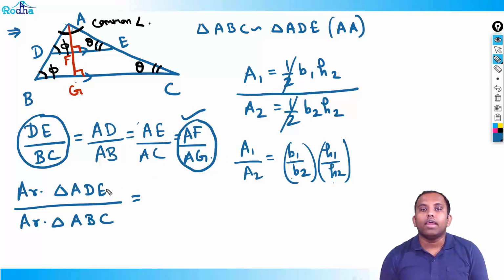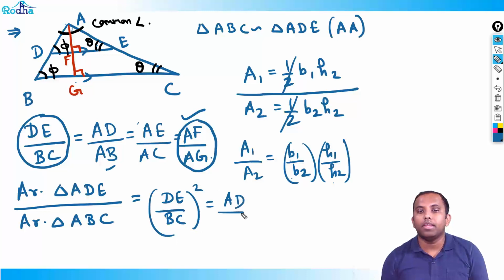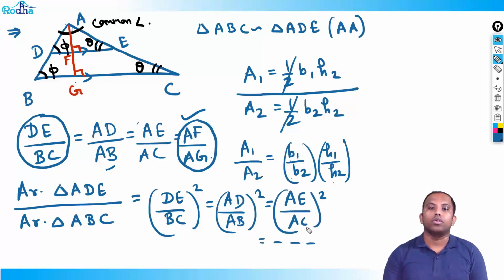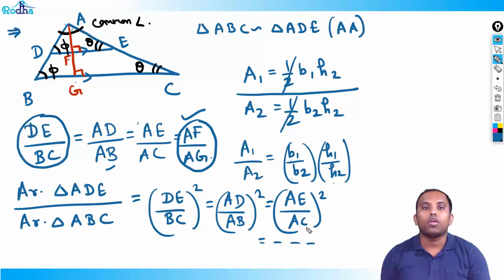So that's why the area of triangle ADE to the area of triangle ABC, what is the ratio? It is square now. DE upon BC whole square is equal to AD upon AB whole square is equal to AE upon AC whole square, and then moreover the ratio of heights and all will go on, right? So the ratio of areas of two triangles is the square of the ratio of the corresponding sides and height and all, right? So very important point this one. Okay, now move to the next slide.